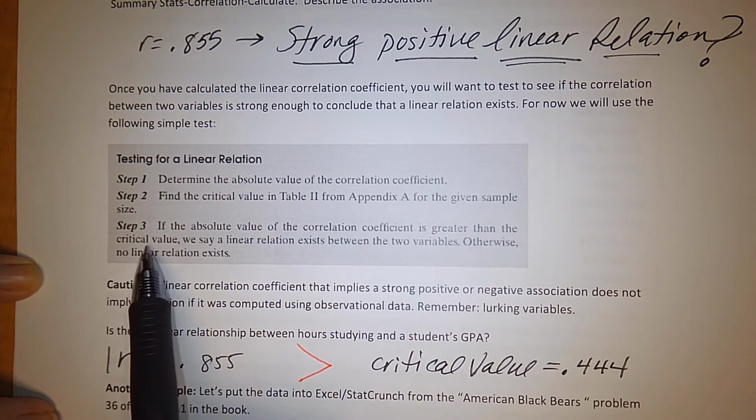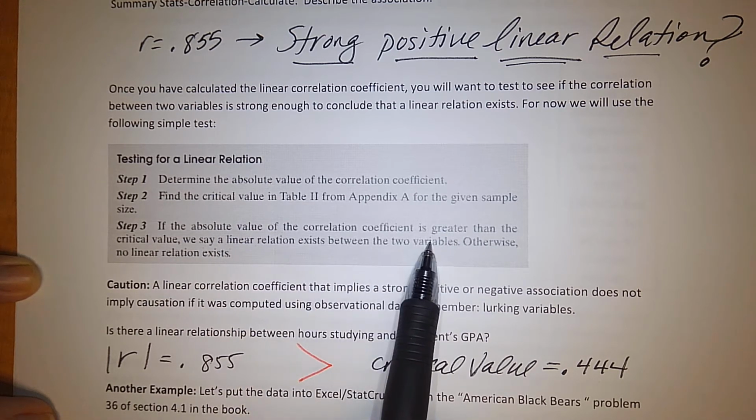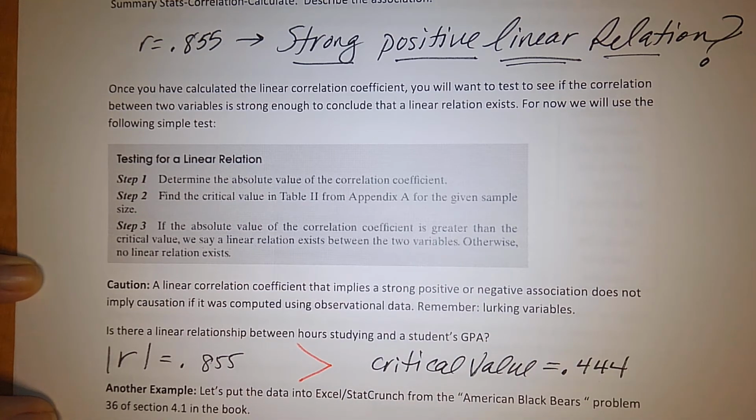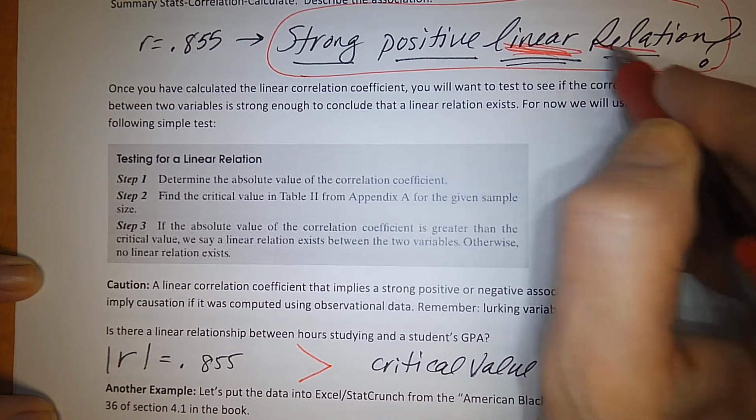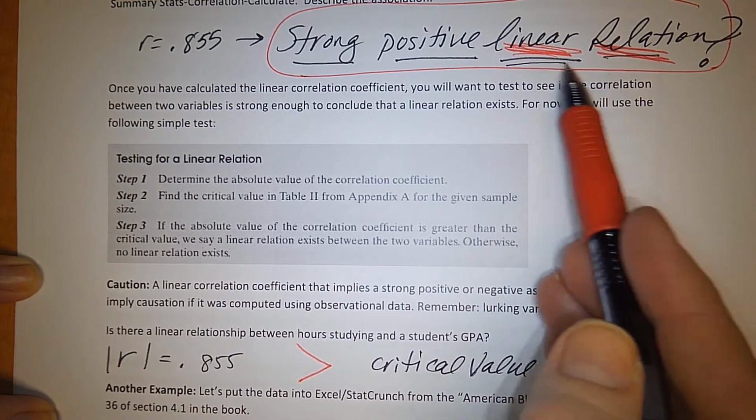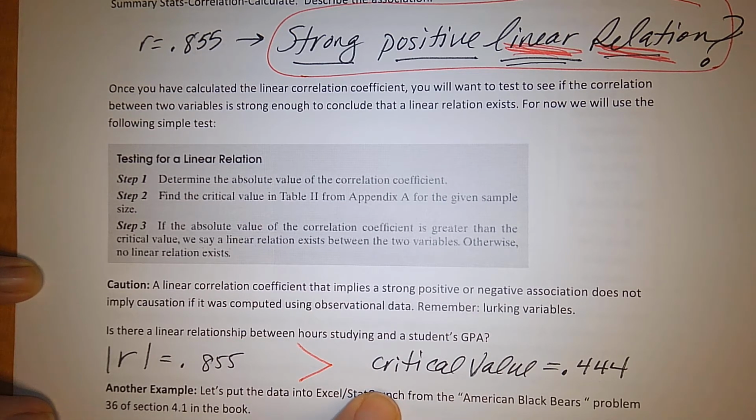Since it is greater than the critical value, we say a linear relationship exists between the two variables. Since I can now state that there is a linear relationship, I can write that in my sentence up here: there is a linear relationship. However, if the critical value actually was bigger, then we would not be able to say there was a linear relationship. In other words, your n, your sample size, was too small.